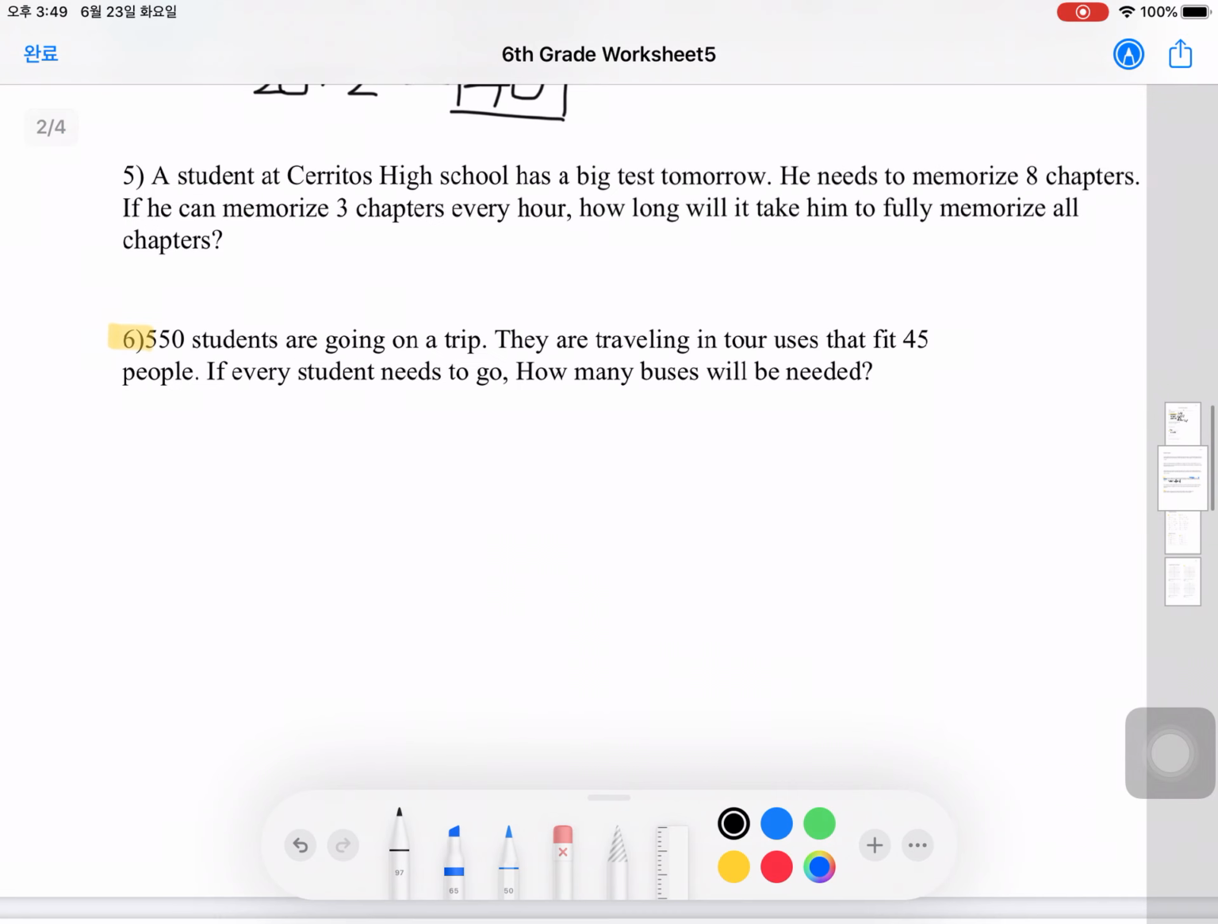Let's go on to number 6. 550 students are going on a trip. They're traveling in a tour bus that fits 45 people. If every student needs to go, how many buses will be needed? Some key terms here are 550 students, 45 people, and every student. And what we will be looking for is the number of buses needed to fit all those students.